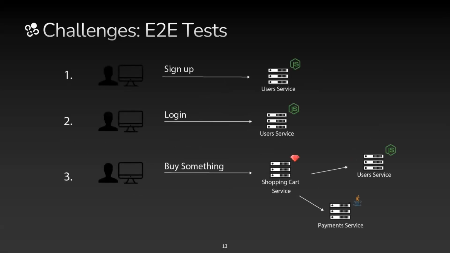Another challenge with end-to-end tests is that they are slow. They are often used to exercise consecutive user interactions as they would occur in production. For example, a test might validate that a user can sign up for an account, then log into that account, and finally try to buy something. These tests are especially slow for microservices because each test may result in several API calls between services.